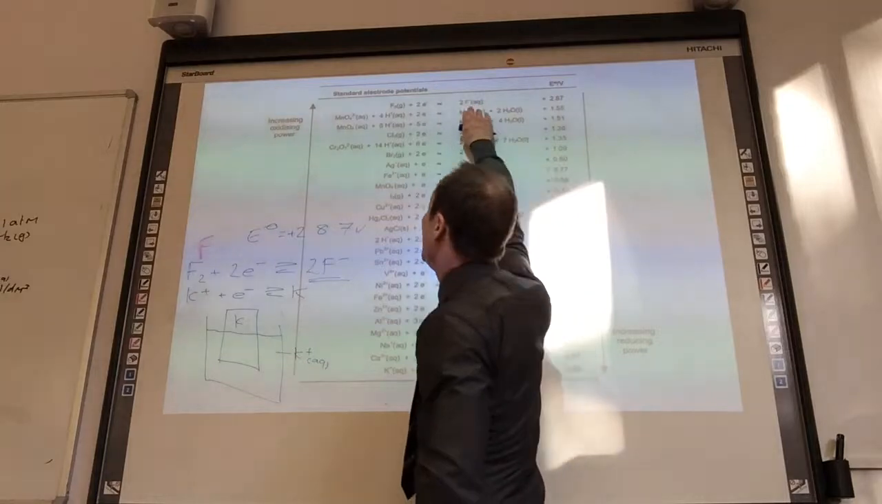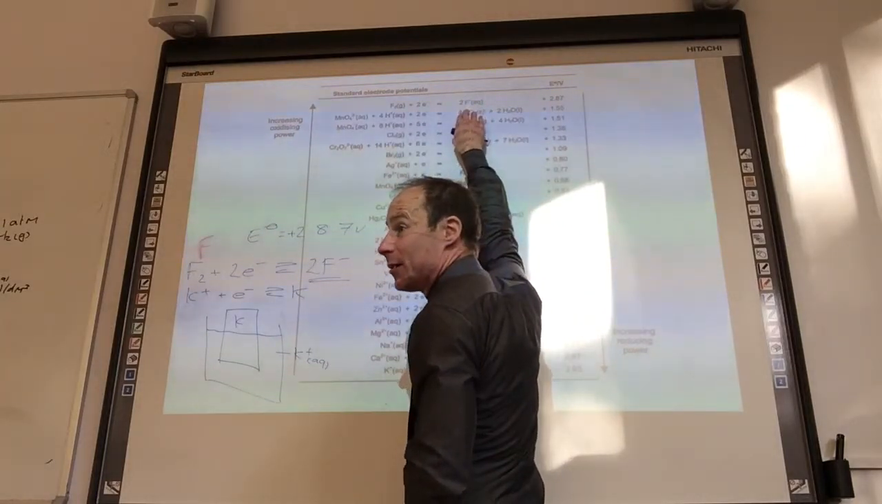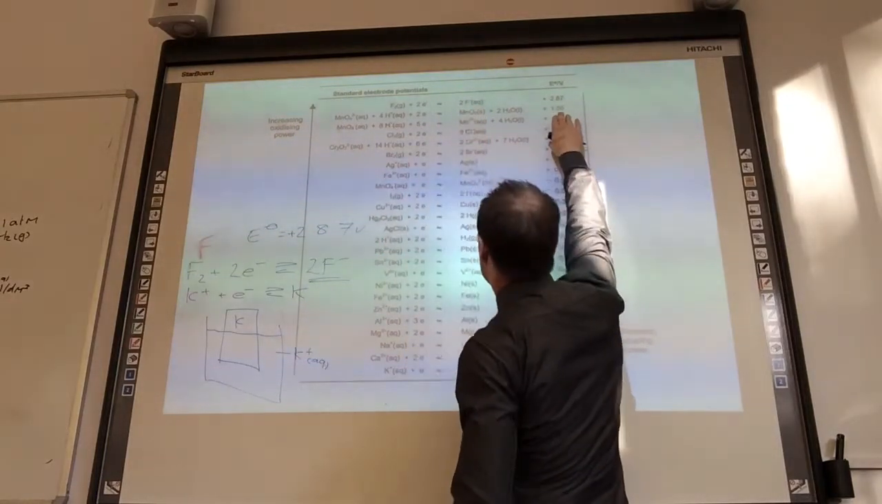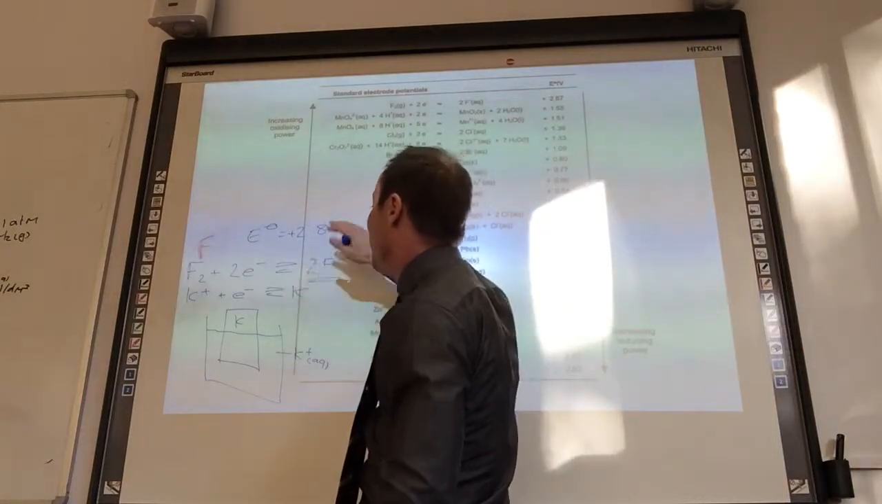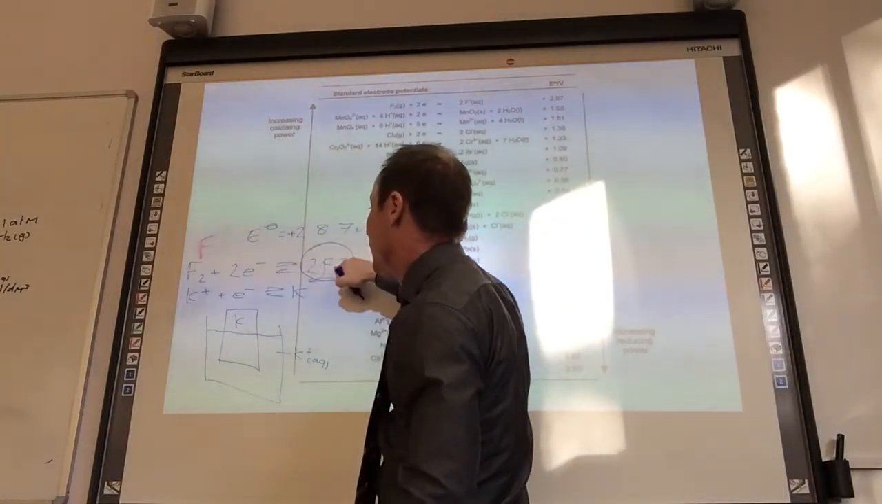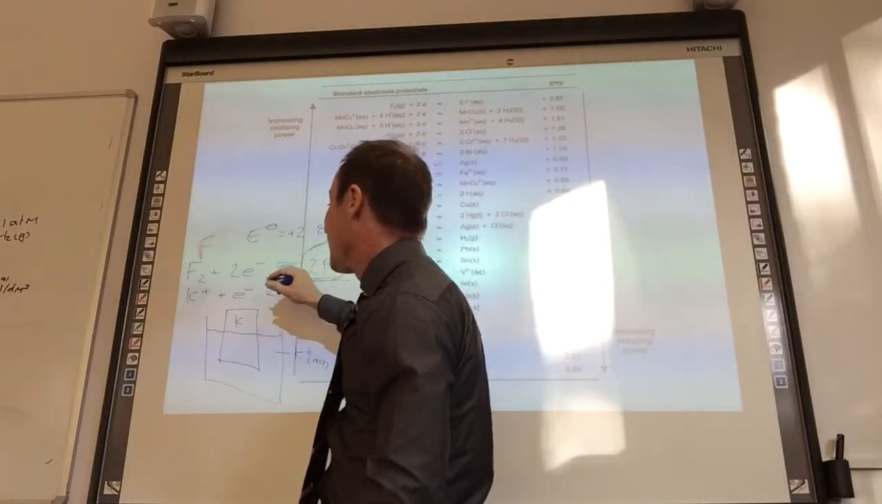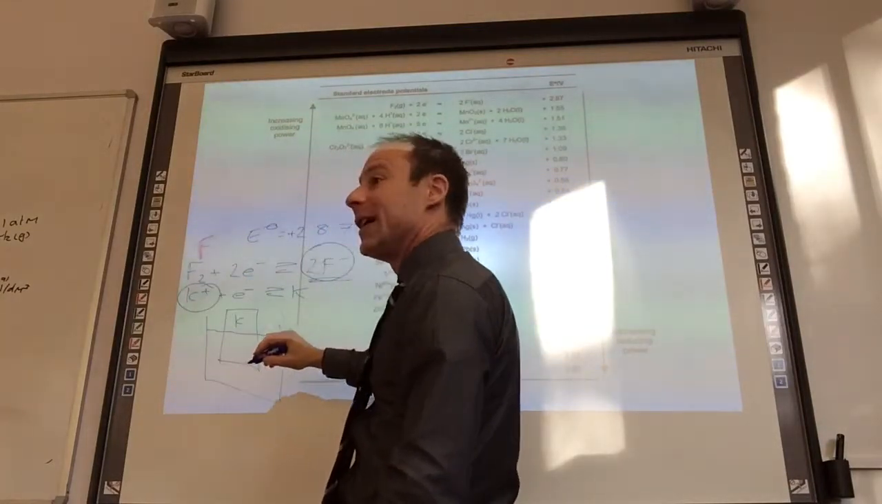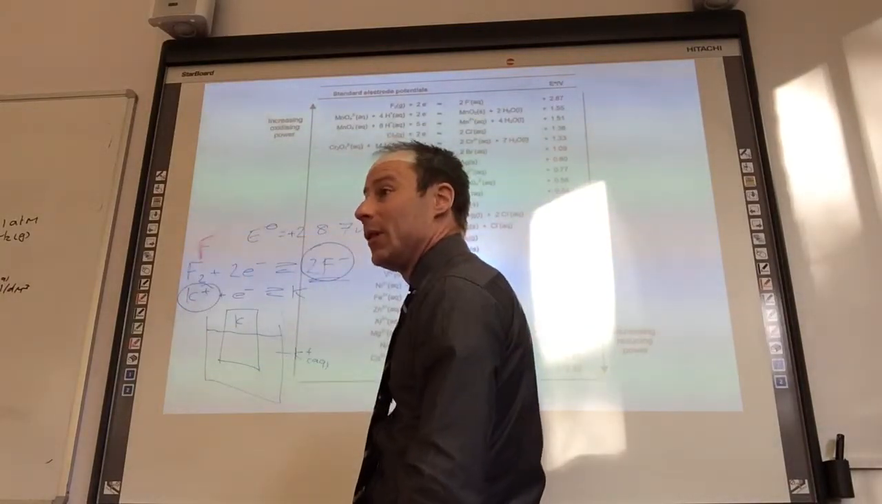Equally, fluorine would much rather be F minus ions than fluorine gas. That's why it's a very positive value. So the fluorine one shifted that side, the potassium one is shifted that side. So it has like a full outer shell. Yeah, that's right.